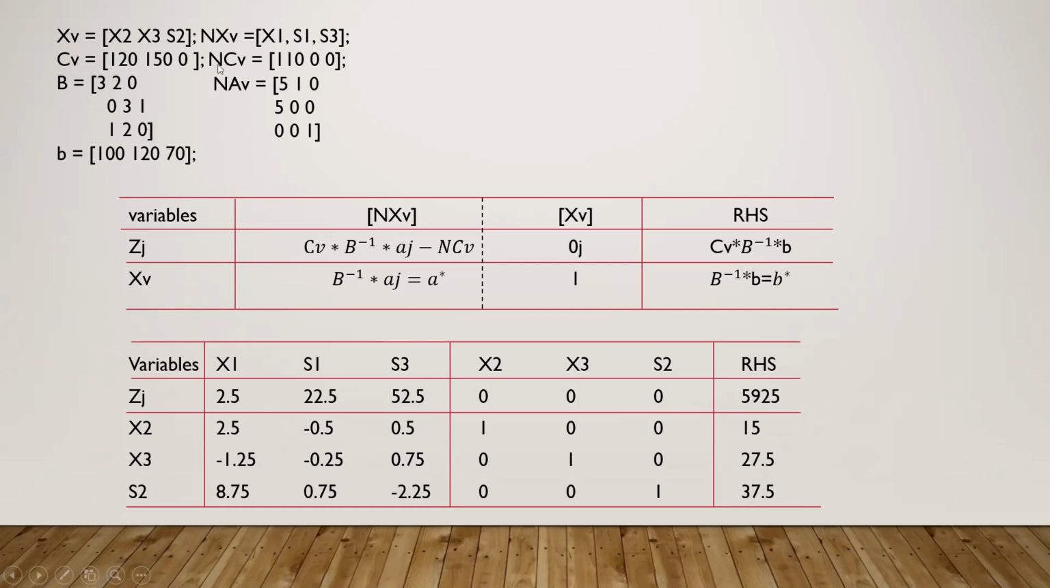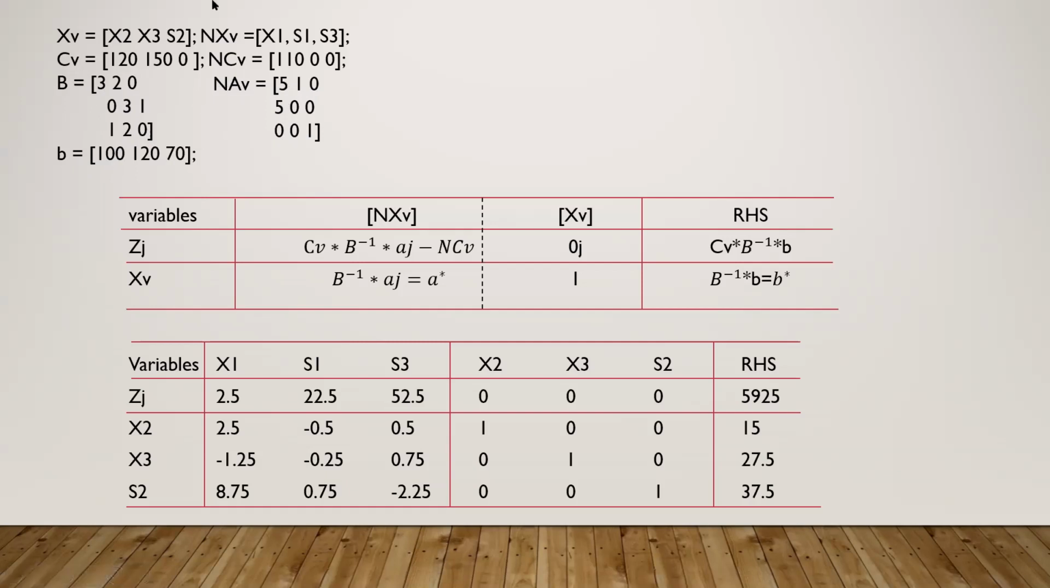Then we have the non-basic solution, NCV, which is 110 for X1, then 0 for S1, and 0 for S3. We have the matrix B. So this is B, which is 3, 2, 0, 0, 3, 1, and 1, 2, 0. Then we have NXV, as I mentioned before. So it will be 510, 500, and 001. And the right-hand side is stored in the B matrix. So this is 100, 120, and 70.